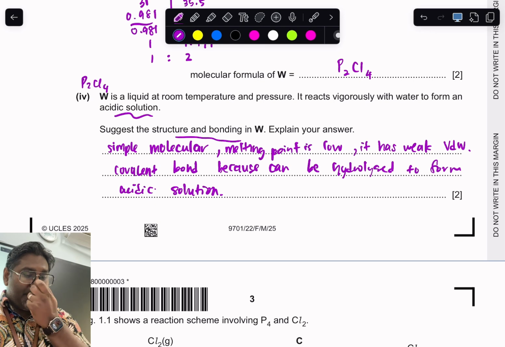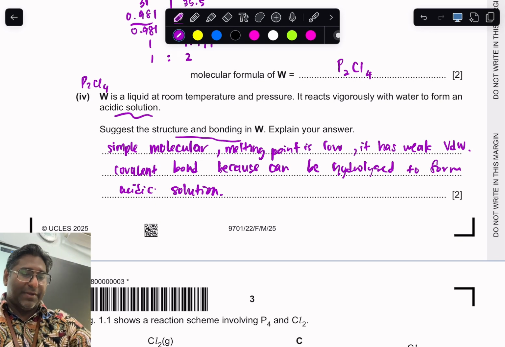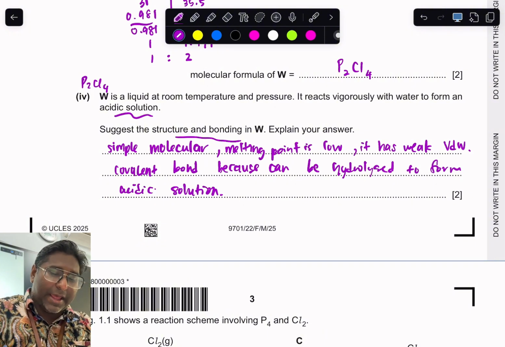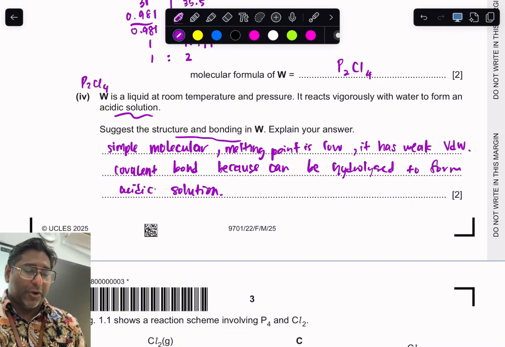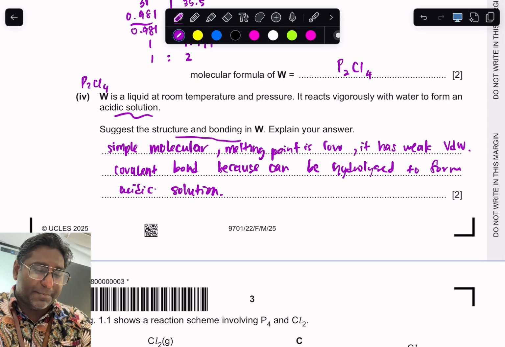Now B. Figure 1.1 shows a reaction scheme involving P4 and Cl2. So you have P4, and then you have all these reactions and so on. Suggest what is observed in reaction number 2.